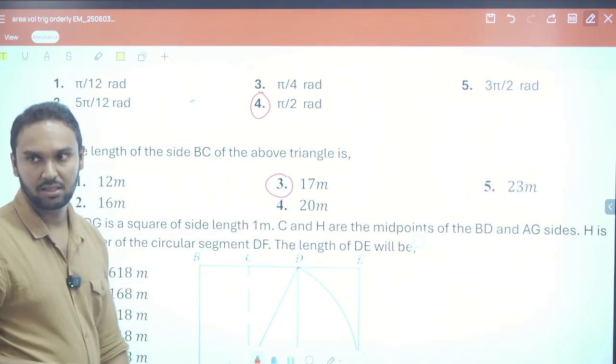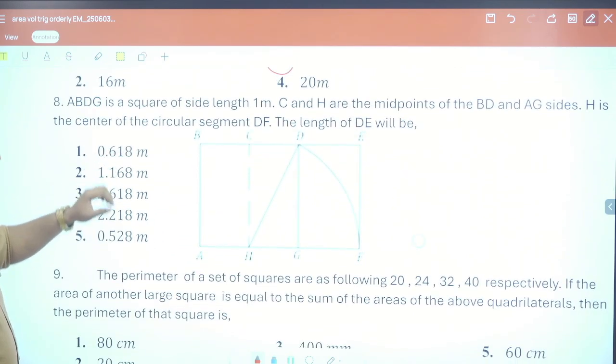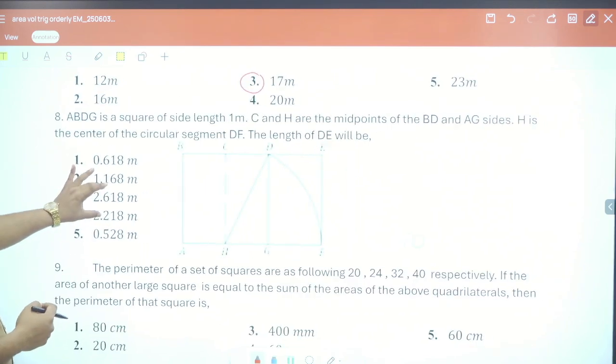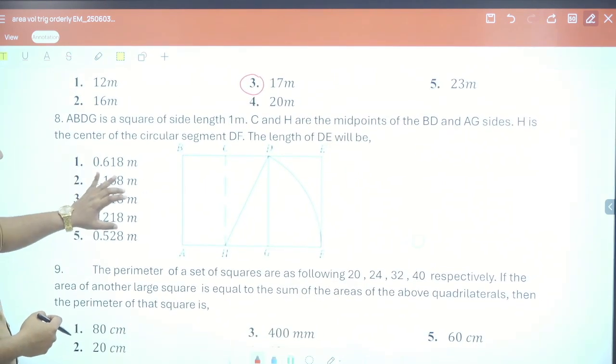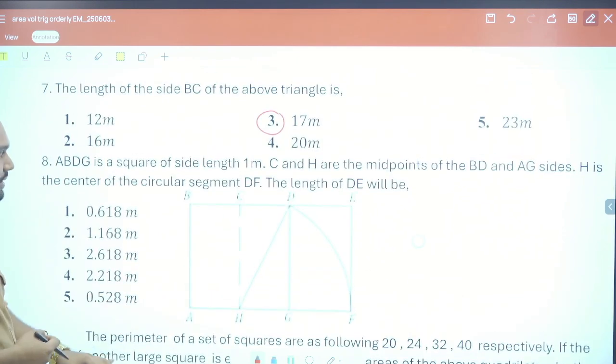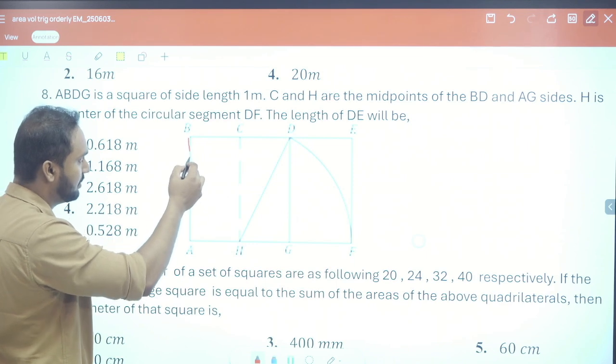17. Right. Come to the next question. ABDG is a square of side length 1 meter. C and H are the midpoints of the BD and AG sides. H is the center of the circular segment DF. The length of DE will be. Length of DE is what the question is asking. Right.